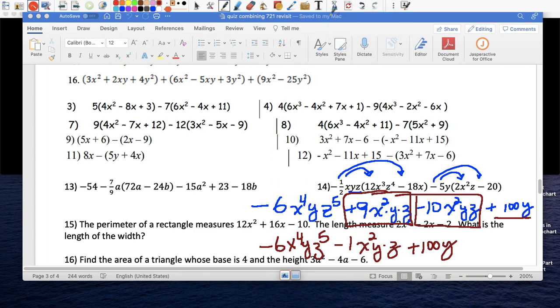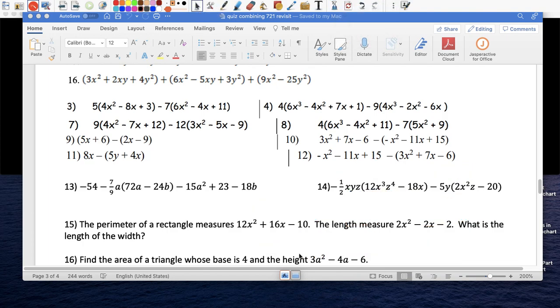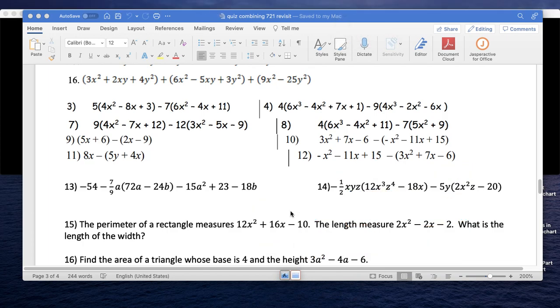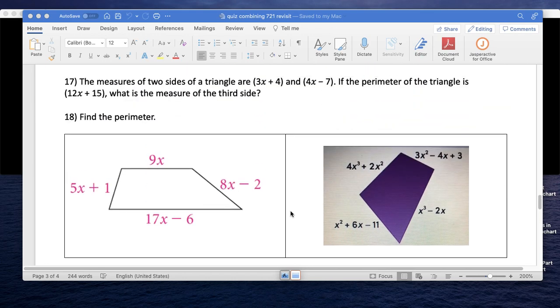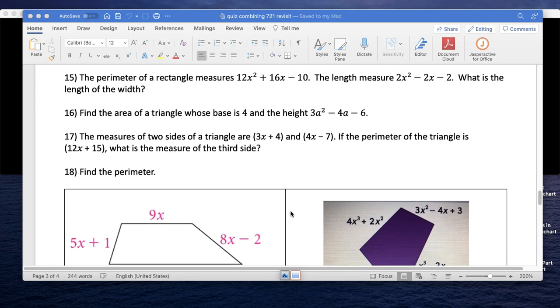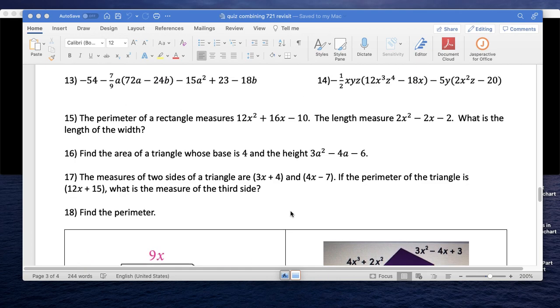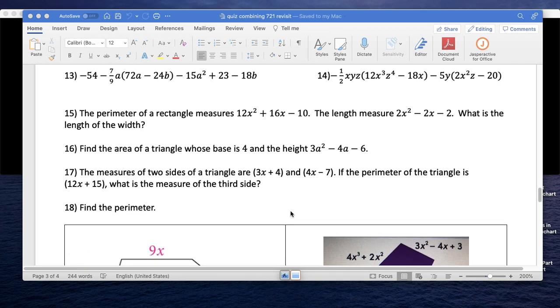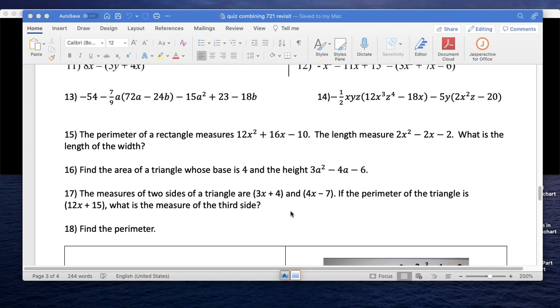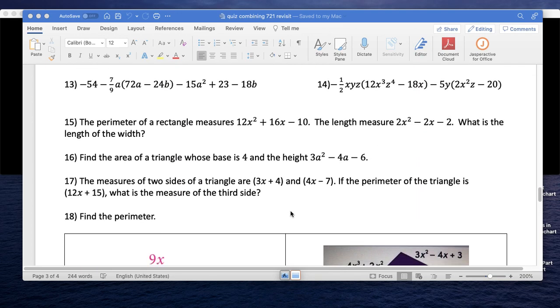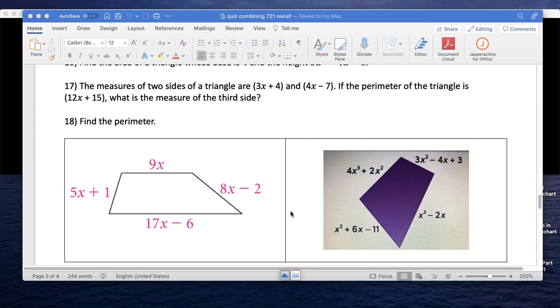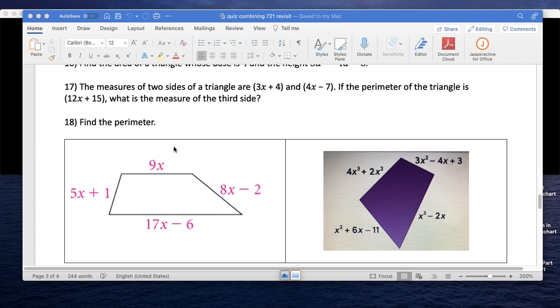Okay. All right, so that's what we're going to do. Hopefully you worked around with the other ones. I will do, well, let me do this. Let me do 17.